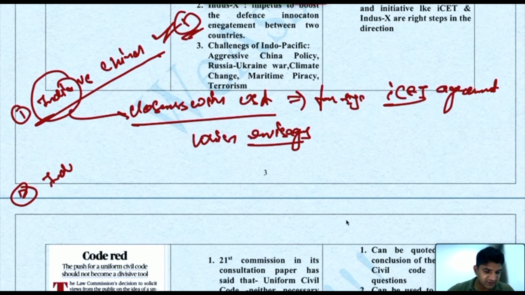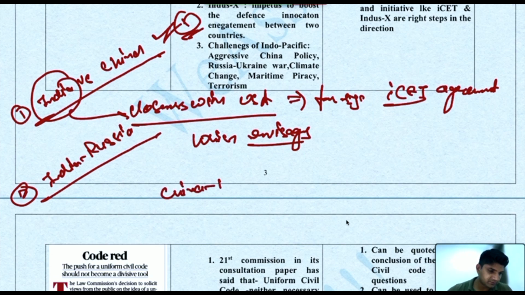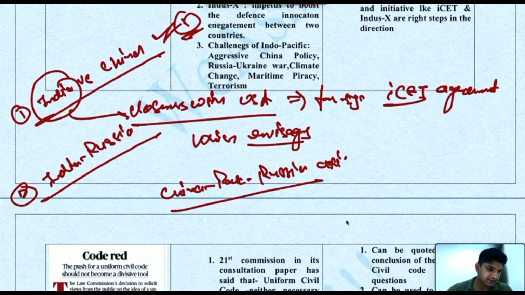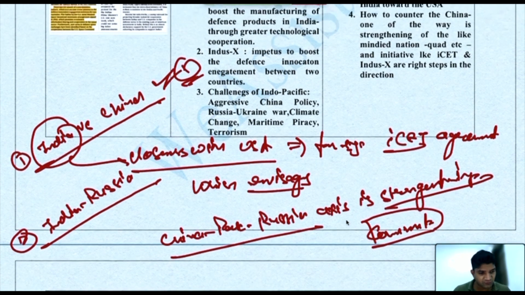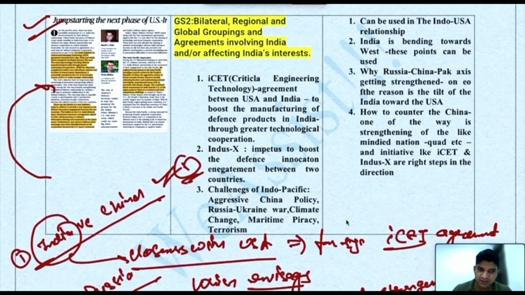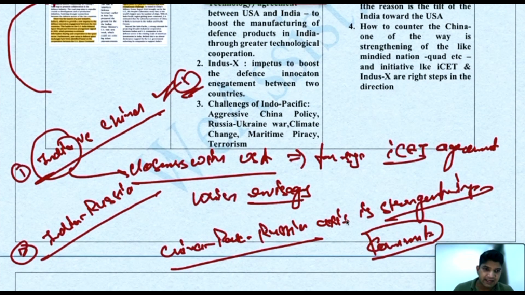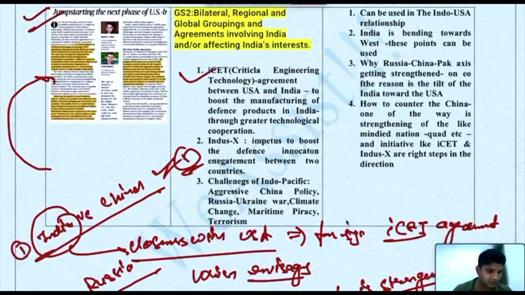Second, India and Russia. Suppose there was a question that the China-Pak-Russia axis is strengthening. Comment. When you give examples of why it's strengthening, one of the reasons is the closeness of India with USA, so you can quote this example there also. Or if a question comes directly between India and the Indo-Pacific, or India with the Western world, or India and USA specifically, there also you can say this.